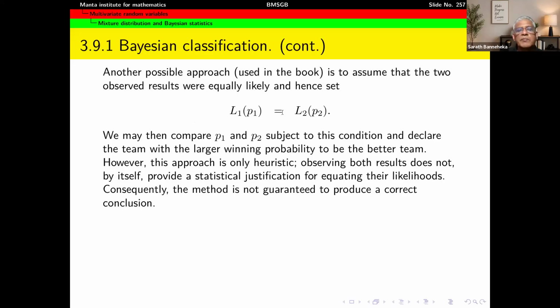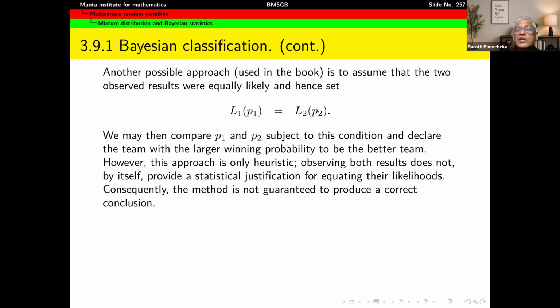So there will be some P1 and P2 values that satisfy this, no? So, considering this as a criterion, find out under what values of P1 and P2 this will be satisfied, and thereby find P1 and P2. And then the team with the larger P will be considered as the better team. So that is the approach that the book is taking, right?